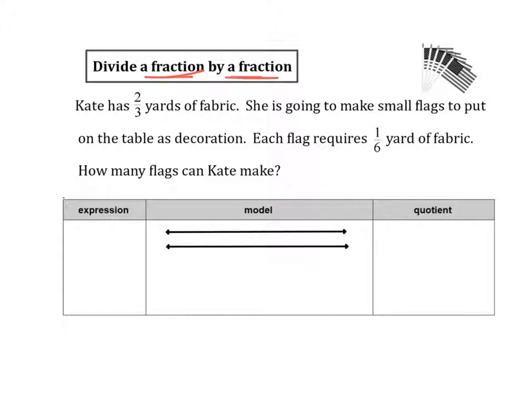So in this case, Kate has got 2/3 of a yard of fabric. She's going to make small flags to put on the table as decoration. Each flag requires 1/6 of a yard of fabric. How many flags can Kate make?